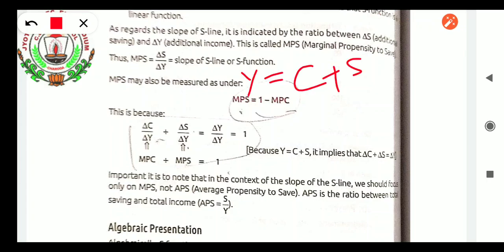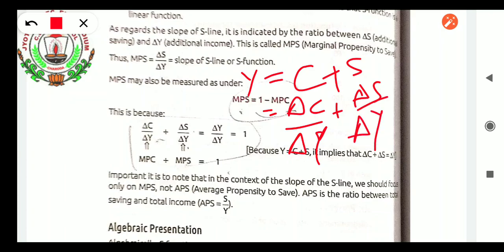C plus S. If we see the changes, change in C upon change in Y plus change in S upon change in Y. What are you getting? This is a common denominator, so change in Y upon change in Y will be there. Change in Y upon change in Y is 1. Change in C upon change in Y cannot be cancelled.